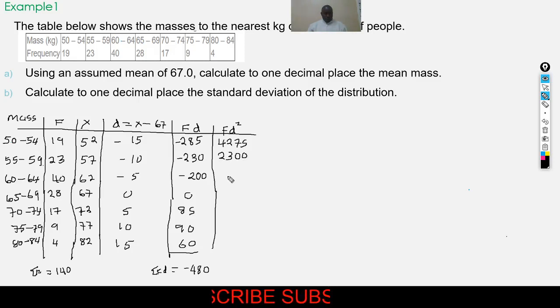Next will be 1000. That is 200 times 5 is 1000. Positive. Here we shall have a 0. 425. Next we shall have 900 and 900. We also need to find the sum. That is summation of FD squared. You add all those numbers, they give you 9,800.